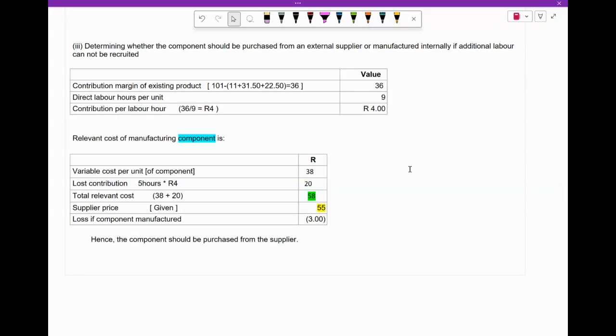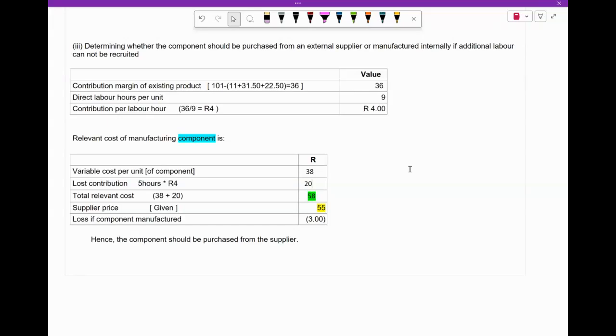So in a case like this, the process is getting the contribution margin per unit. Why did we use the 5 hours, not the 9 hours? Because remember, here we're comparing the cost to manufacture the component versus the cost to buy the component, not the whole unit.